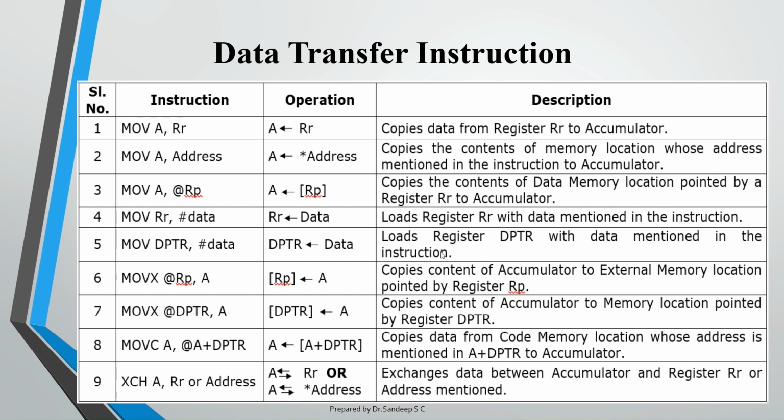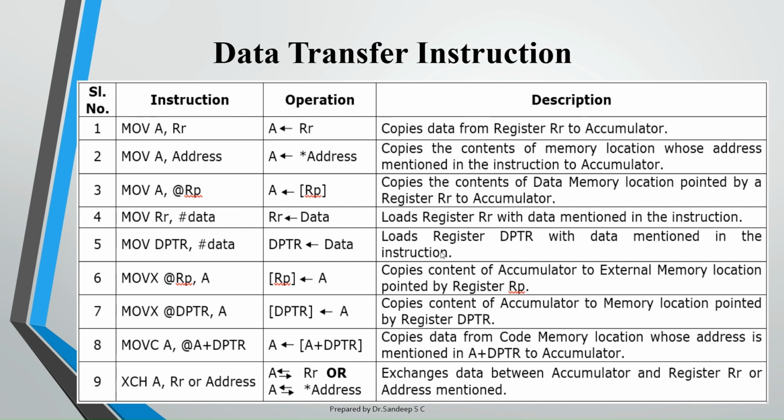Remember, Rp is an 8-bit register, so it is usually used with the data memory only, but we can use that with the external memory also if the address size is within 8 bits. Then MOV Rr, #data. This is an immediate addressing mode instruction, wherein the required data is directly available in the instruction itself.